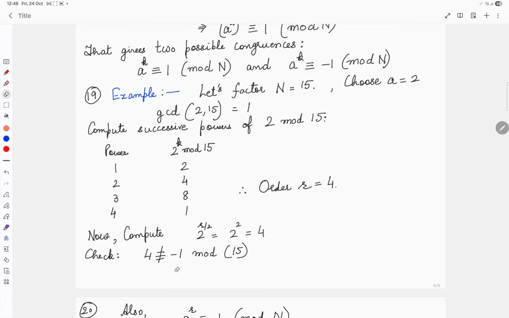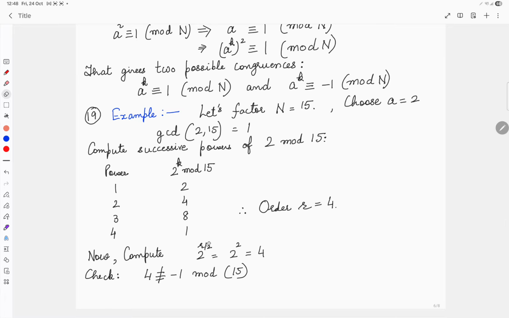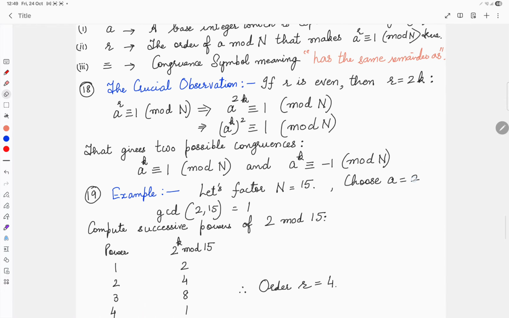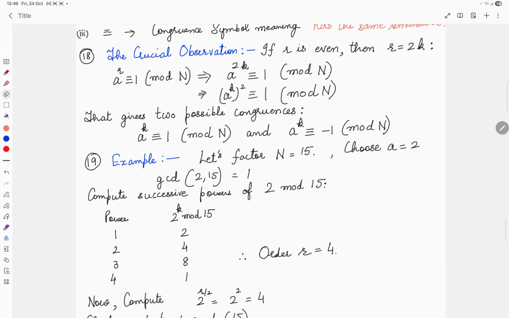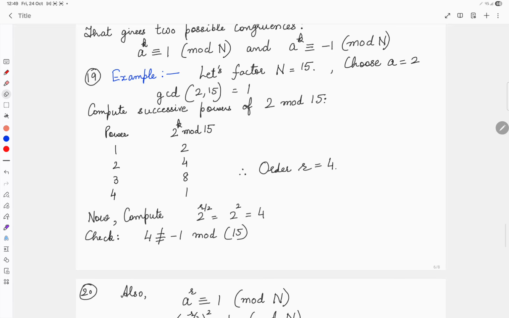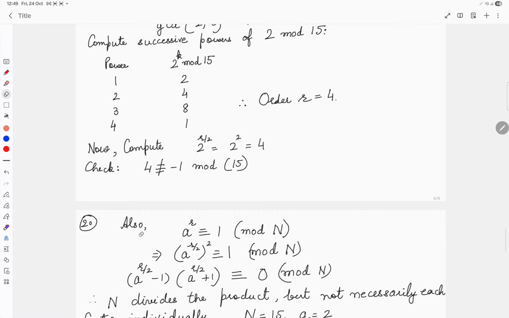I can check, I will compute 2 raised to the power r by 2, which is 4, right? This is the second equation. A to the power k is congruent to minus 1. Now let us look at what is this equation, right? So 2 equations are there. The first equation is a to the power r is congruent to 1. So this is going to be, I can write it like this: a to the power r by 2 square.